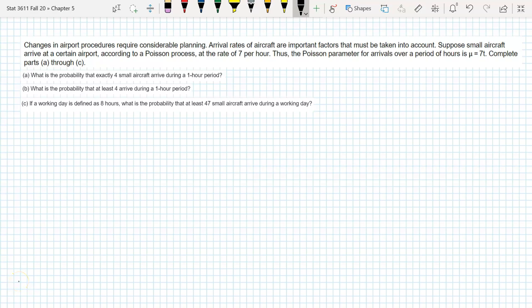Let's take a look at this example. Changes in airport procedures require considerable planning. Sure. Arrival rates of aircraft are important factors that must be taken into account.